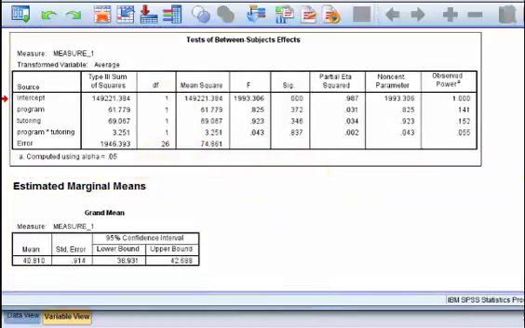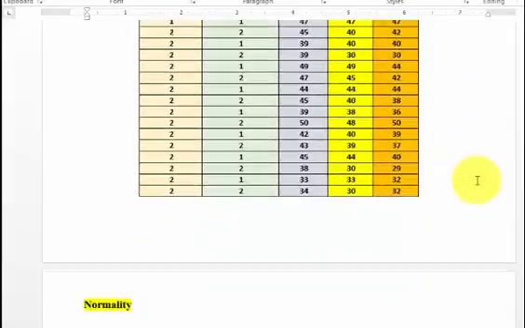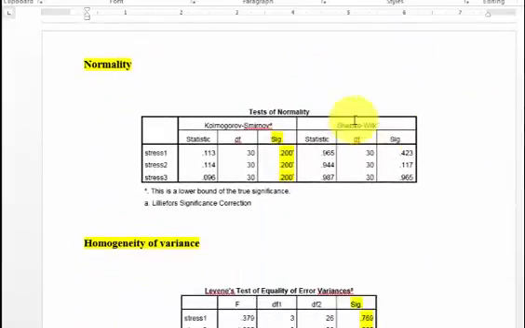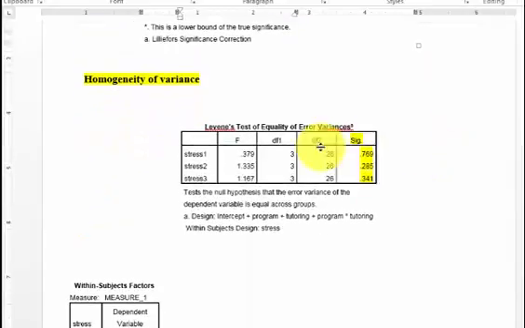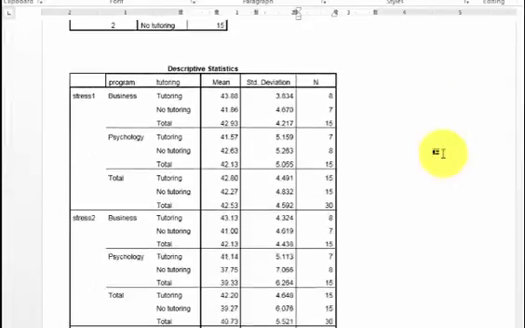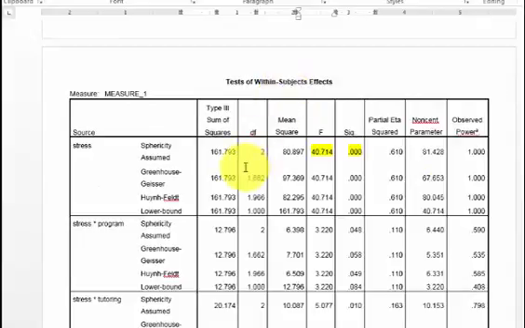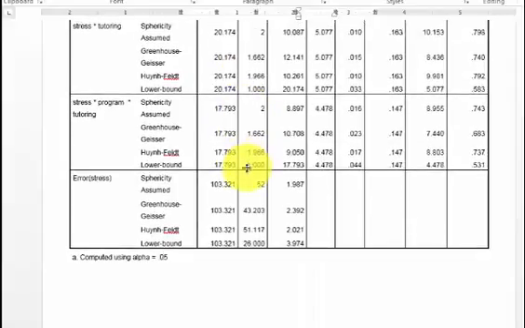So let me check the answer sheet. I think I might have gone and looked at some of these simple effects on my own. But again, it did not violate the assumption of normality. Did not violate the assumption of homogeneity of variance. And there's all your descriptives. And there's your test of within subjects box. And again, you had interaction in between everything practically.